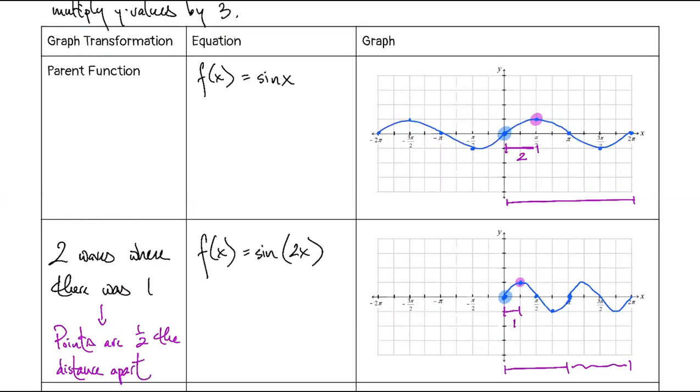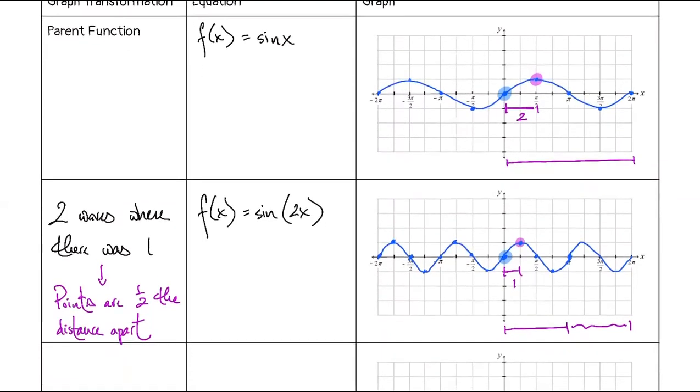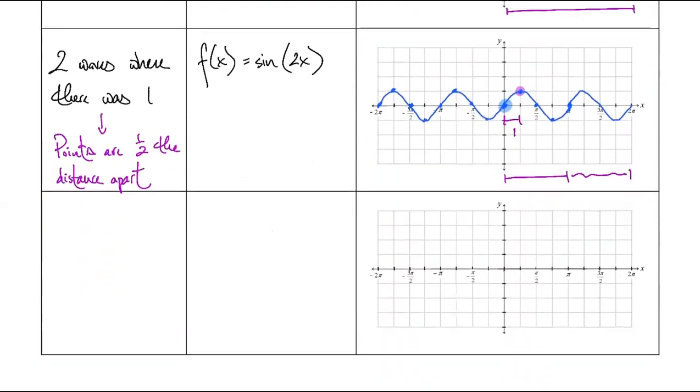And if we finish that off, we've got something like that. So in the first picture, we had 2 waves. In the second picture, we had 4 waves, which is good, because that's what we said. We wanted twice as many waves. Now our last step is to multiply the y values by 3. And so that is our full equation, 3 sine of 2x.